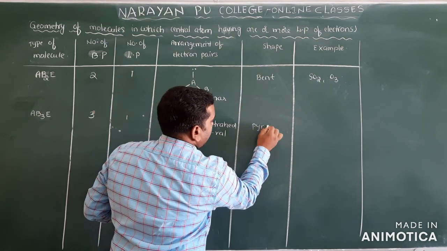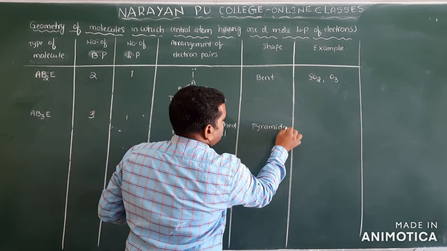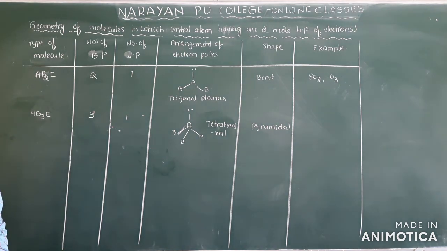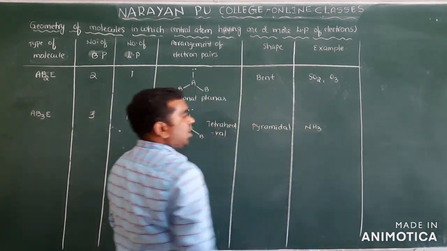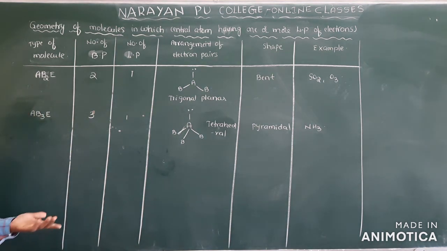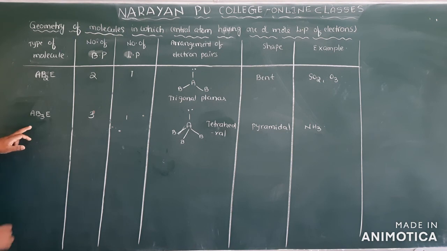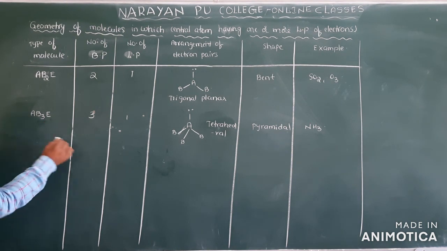But because of one lone pair of electrons, the shape will be changed. What is it here? Pyramidal shape. So you can write here the best example is ammonia. Ammonia will have pyramidal shape. Clear? AB3E we have completed.